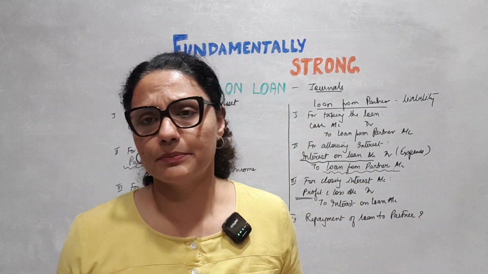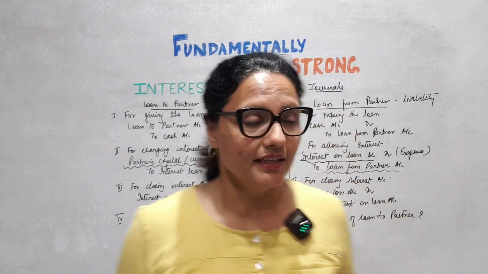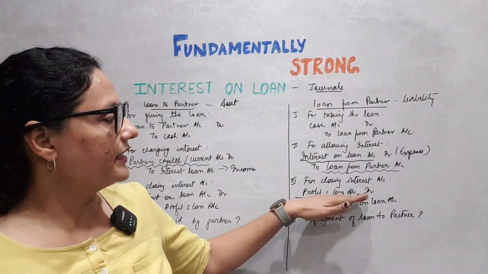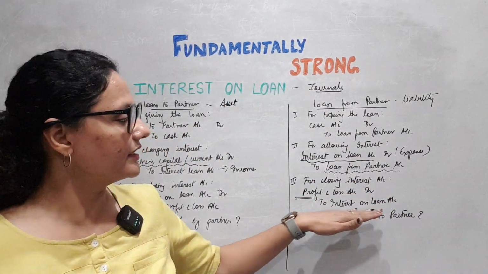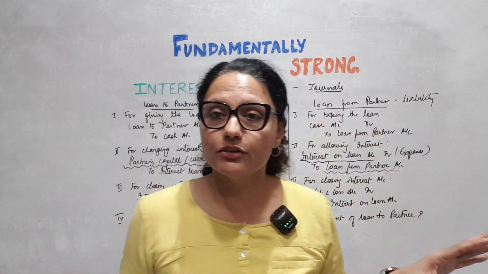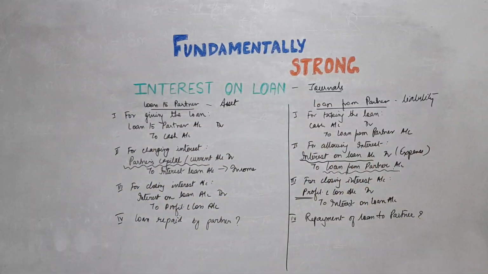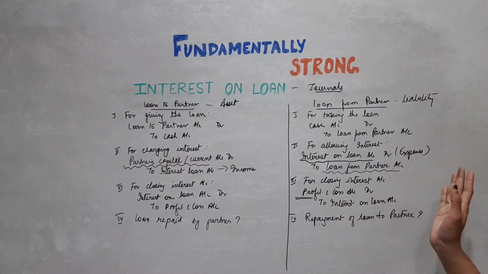Rent, electricity, depreciation, bad debts, everything, right? So all of the expenses will be debited to profit and loss account, and here I will credit and close interest on loan account. Understood? So all of this is done.